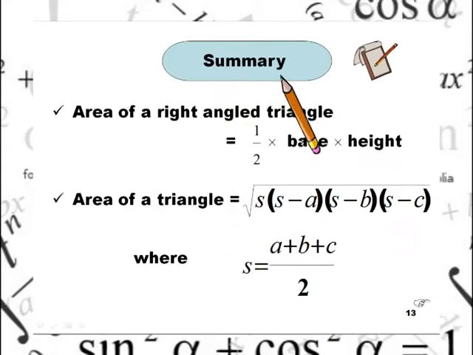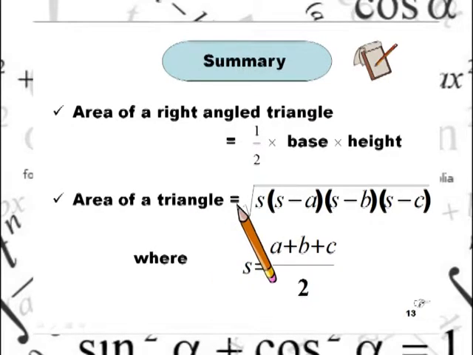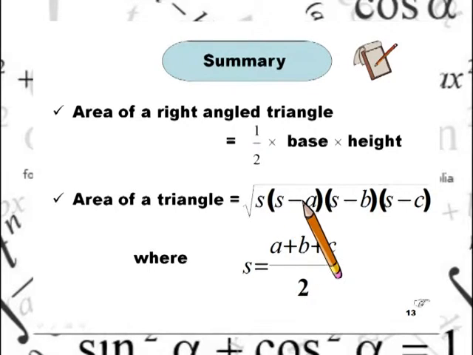Summary. Area of a right angled triangle is equal to half by the base by the height. Area of a triangle is also equal to the square root of S into S take A into S take B into S take C, where S, the semi-perimeter, is equal to A plus B plus C divided by 2.